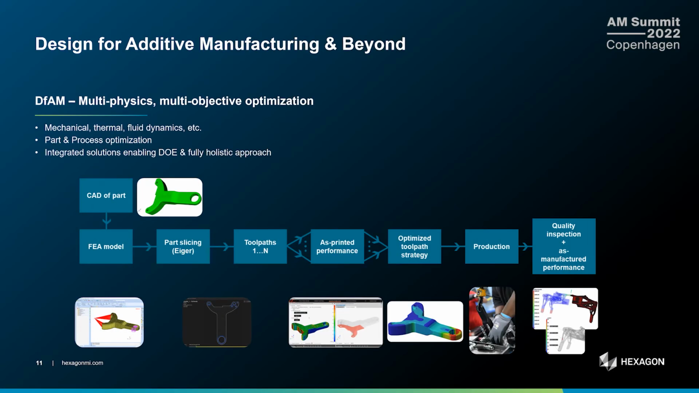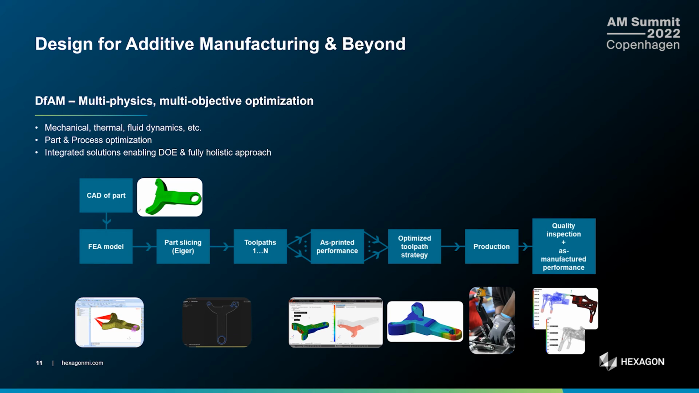Today, we've seen a lot of optimization based on mechanical loads, so structural optimization. The future is to move from just mechanical to multi-purpose optimization. So you optimize the loads, but maybe there are some fluid dynamics or thermal considerations to take into account. So multi-physics and multi-objective optimization.